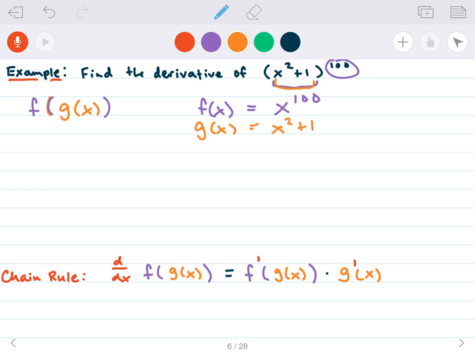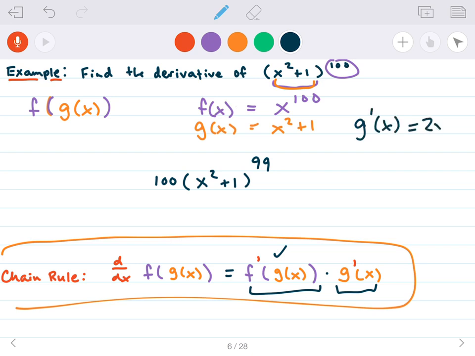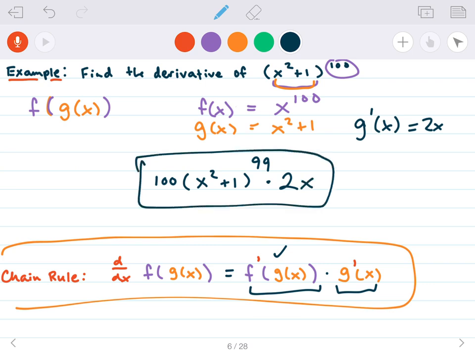And so we apply the chain rule, right? We take the derivative of the outside, leaving the inner function alone. So basically what I'm doing is using the power rule to take the derivative of the outside of the function. And then I'm going to multiply by the derivative of g of x. Well, g prime of x is just going to be 2x using the power rule. So that is our derivative of x squared plus 1 to the 100th power.